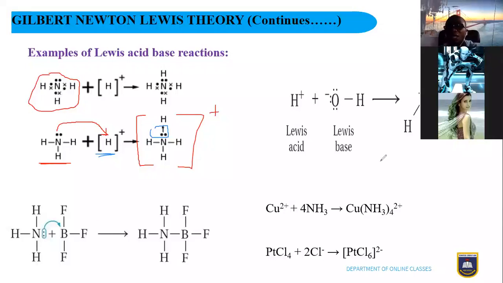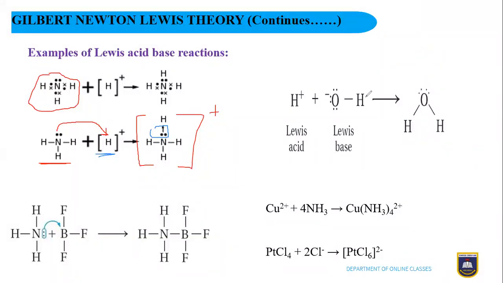Now, look at this one, the one to the right. You have H plus. That's a proton. Then you have OH minus, hydroxide. Because it is minus, it has lone pairs of electrons to donate. And you can see the lone pairs of electrons, 3 of them.